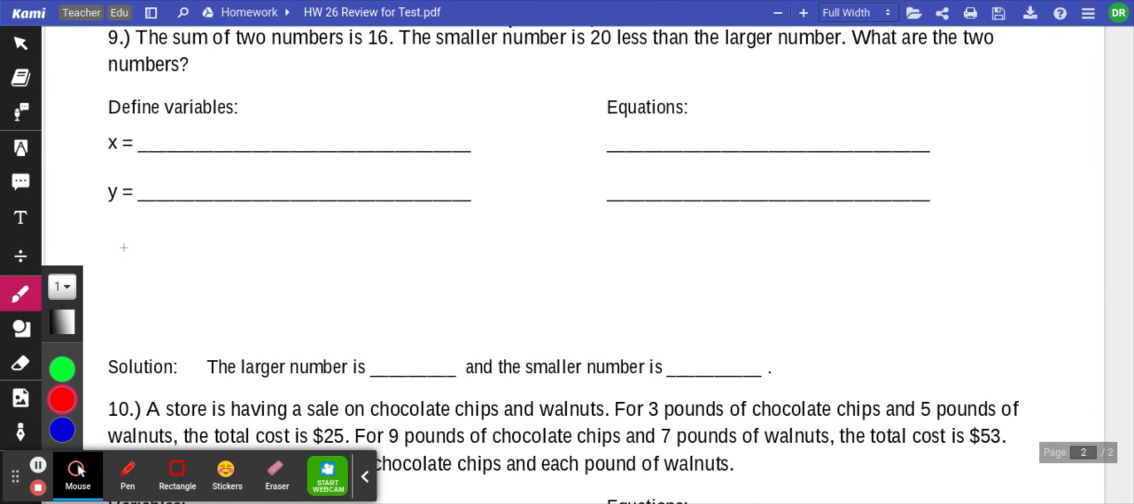First thing, though, is to figure out what our variables are. And it says in the question at the end, what are the two numbers? Okay, and so that is what we want to know, what these two numbers are. And since they referenced a smaller and a larger number, we will do the same. So let's say x is the smaller number and y is the larger number.